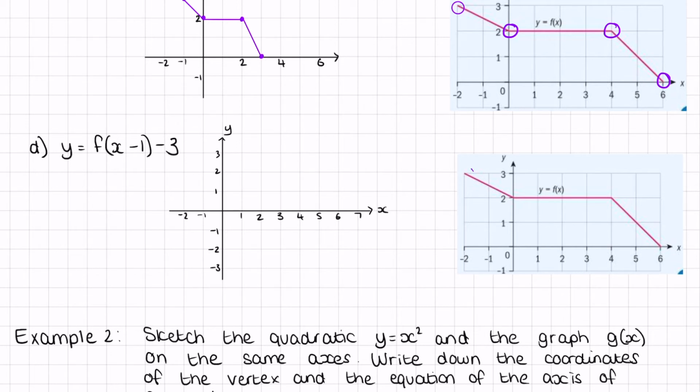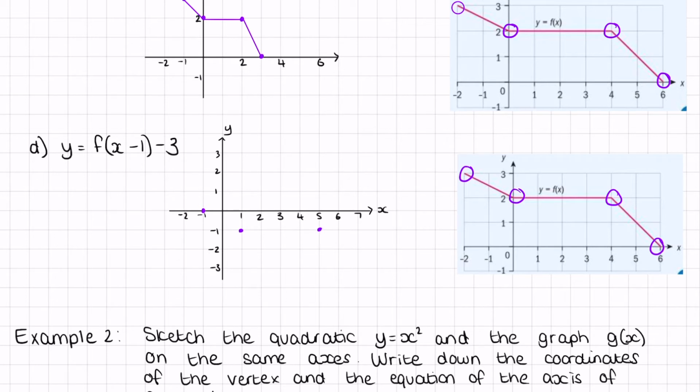So if we look at our 4 points again, the one at negative 2, 3 is going to move 1 to the right, so that's going to go to negative 1, and it's going to move down by 3, so that point will end up on the x-axis. The intercept, 0, 2, is going to move across by 1 to the right, so it's going to be at 1, then it's going to move down by 3, 1, 2, 3, so then it will end up being at negative 1. The point 4, 2, move across by 1 to the right, so it'll be at 5, and then move down by 3, will be at negative 1.